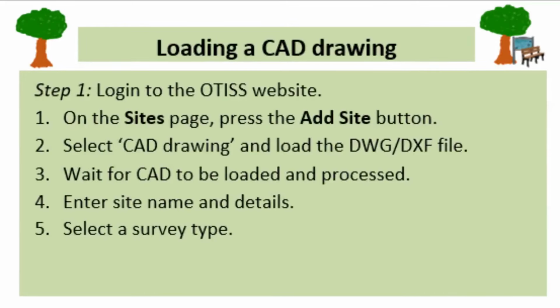So let's get down to it. You go to the Sites page, press the Add Site button, select the CAD drawing and then load the DXF file. Wait for the CAD drawing to be loaded and then enter a site name and details and finally select a survey type. So let's see how that works in practice.